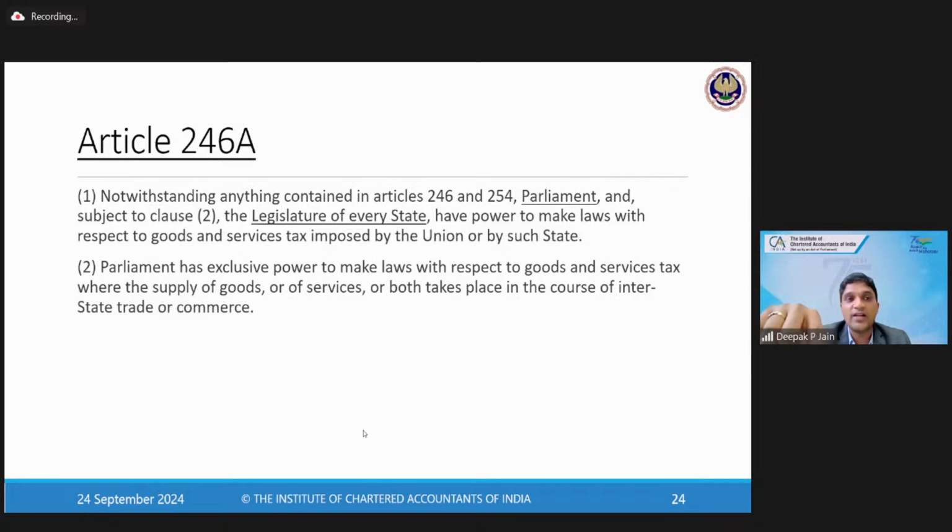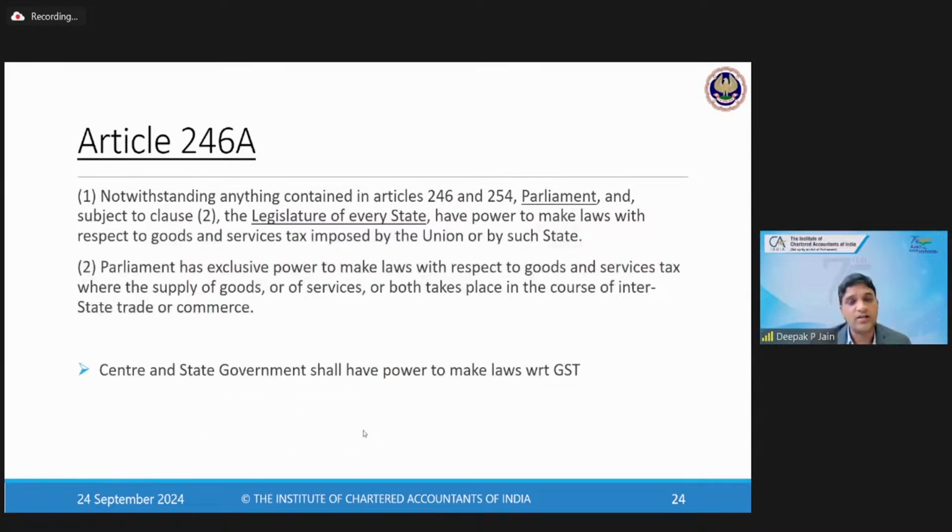Why? Because Article 246A clause 2 says that the Parliament will have exclusive powers to make laws with respect to goods and services where the supply of goods or services takes place in the course of interstate trade or commerce. So in case of interstate trade or commerce, who will have the power? The Parliament will have the power. In all other cases, that is all intrastate, both center and state will have the power. This is Article 246A.